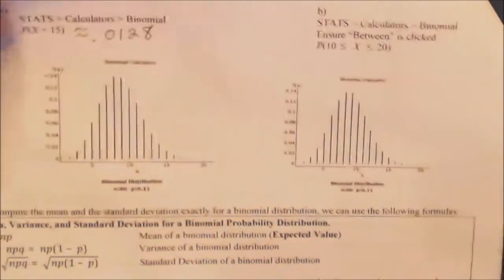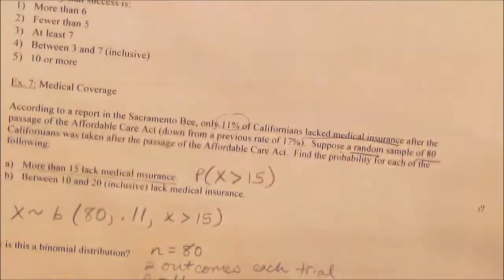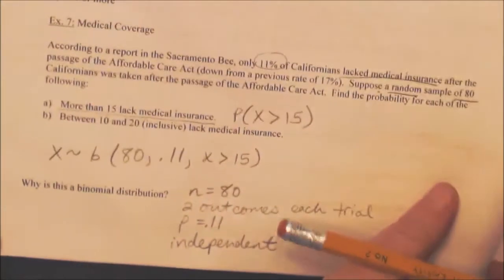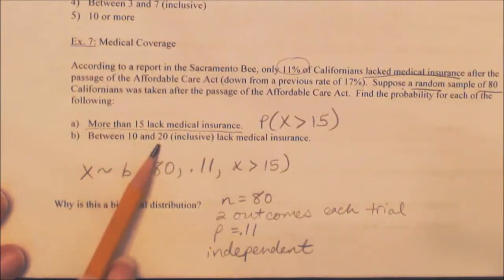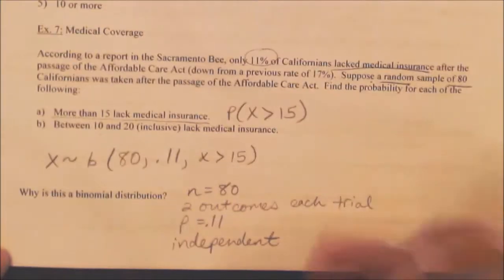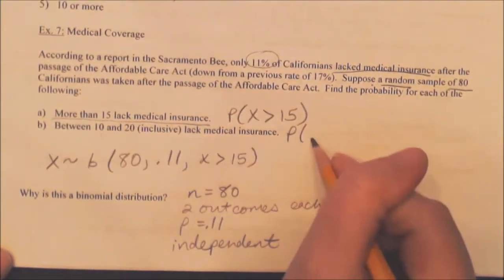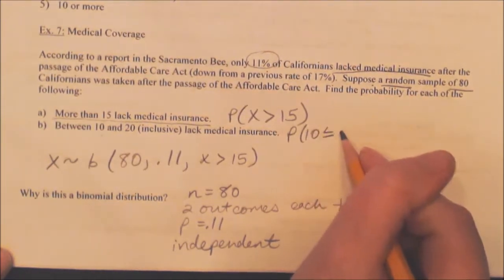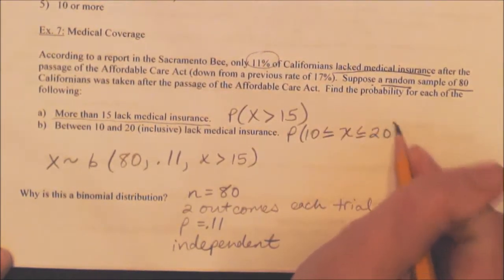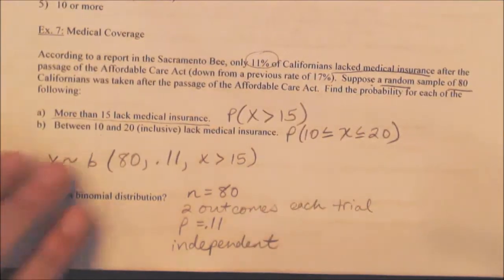Now for part B, it's the same information, but they asked us for a different probability. They said, what is the probability that between 10 and 20 inclusive lack medical insurance? So notationally, we're looking for the probability that X is between 10 and 20. So that's what we're going to put into StatCrunch.